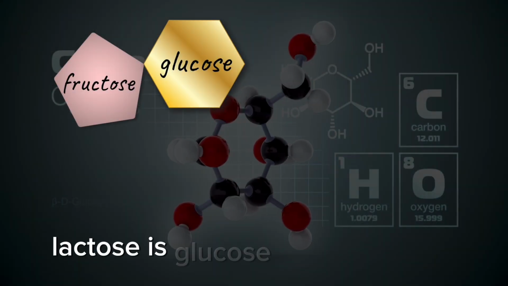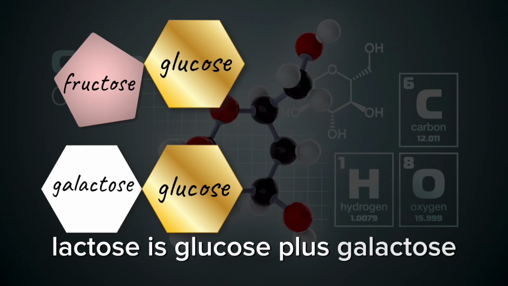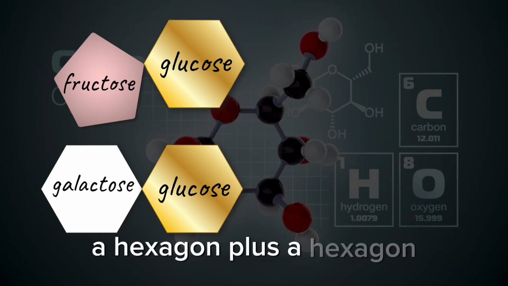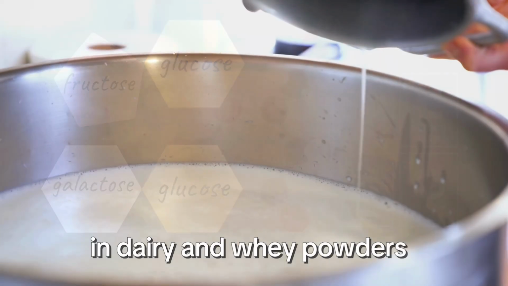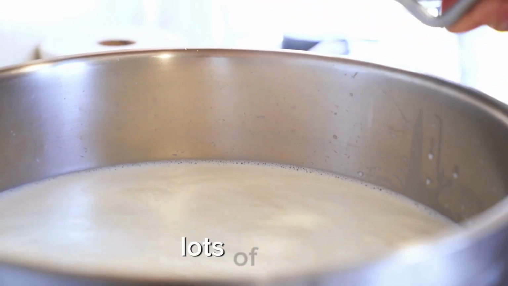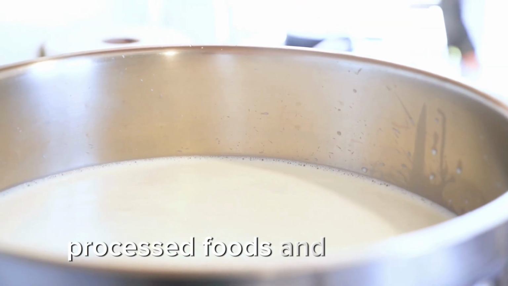Lactose is glucose plus galactose. A hexagon plus a hexagon. That's milk sugar. In dairy, whey powders, lots of milky processed foods and such like.